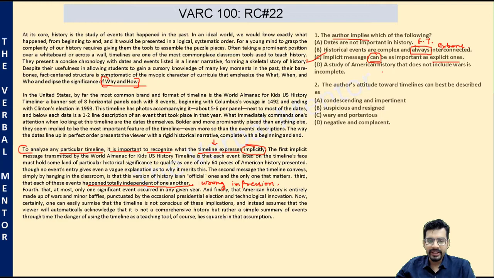Option D, a study of American history that does not include wars is incomplete, which means wars are important. Simplify this answer choice first. Always try to simplify the answer choices. So answer choice D says wars are important. Does the author think that wars are important?